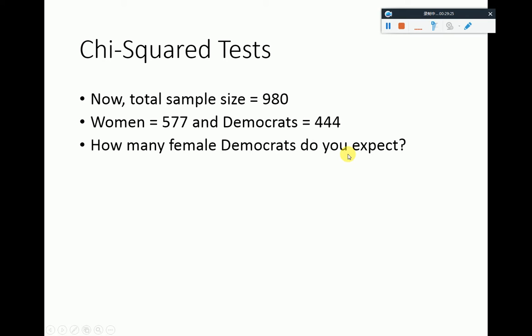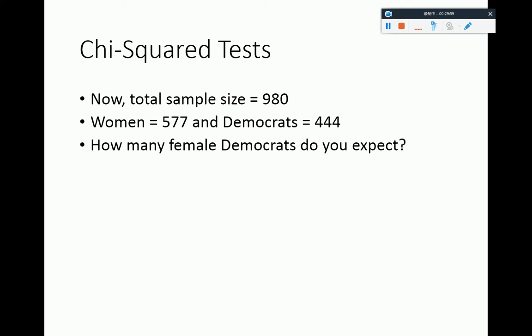And if you can calculate the expected probability of observing female Democrats, then you can simply multiply that probability with the total sample size, and then you will have the number of female Democrats that you expect. So here we're talking about expectation: what you expect to happen if these two categories are not associated with each other. Okay, that should be easy, right?